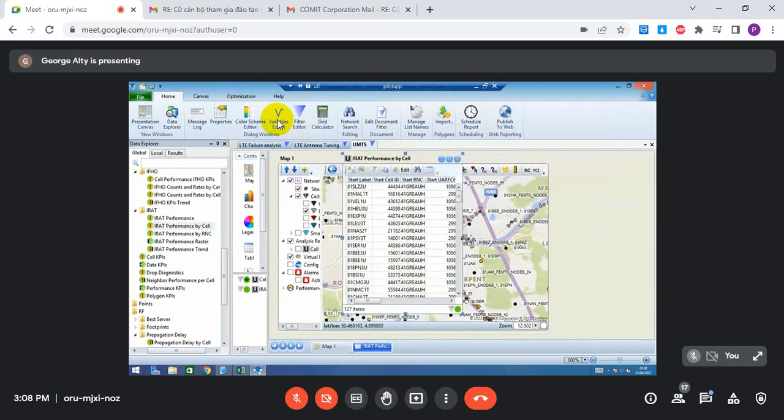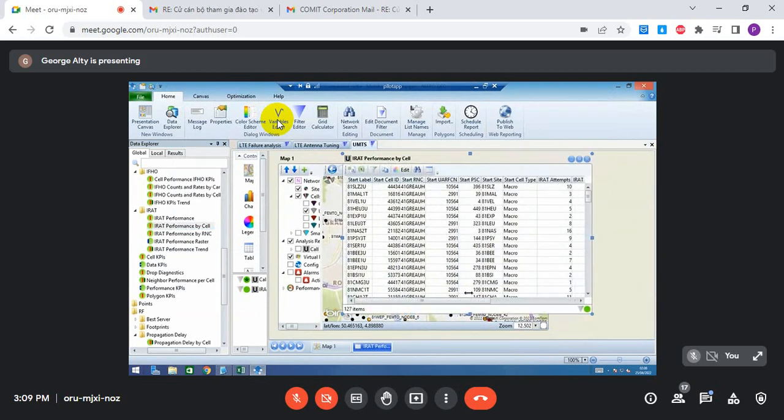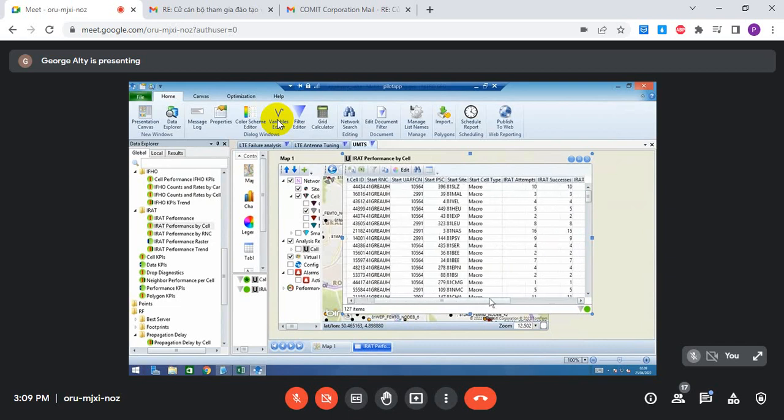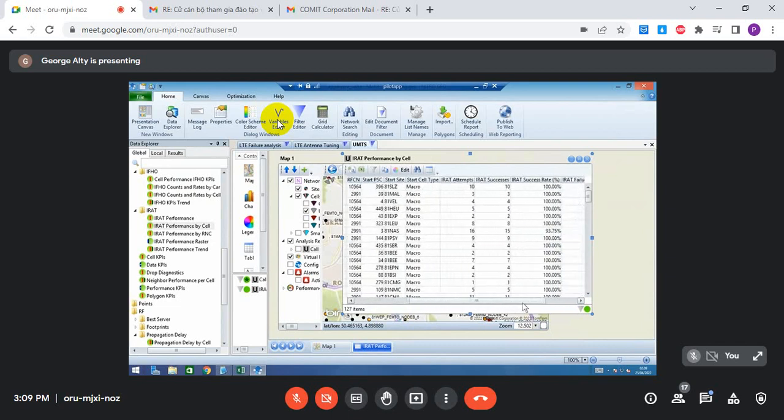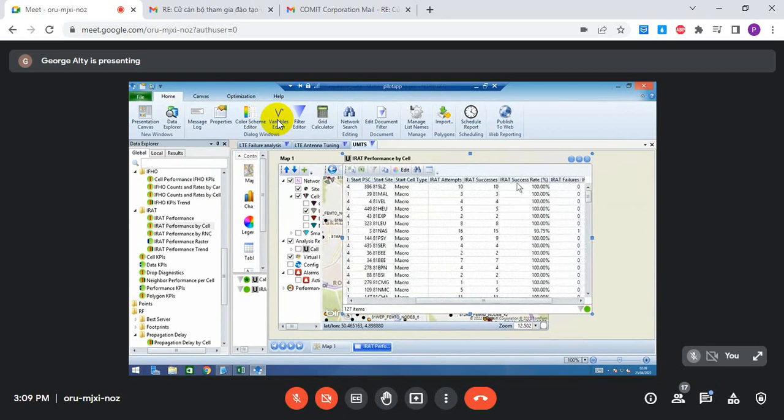And because it's tabular, this will now give me a number of cells. So here we are, there's my labels, and this tells me about my attempts and failures. What I'm actually going to do is right click the failures, and go largest to smallest so we can filter on column. So we can see there that we have an IRAT success rate of 78.5% for that cell.